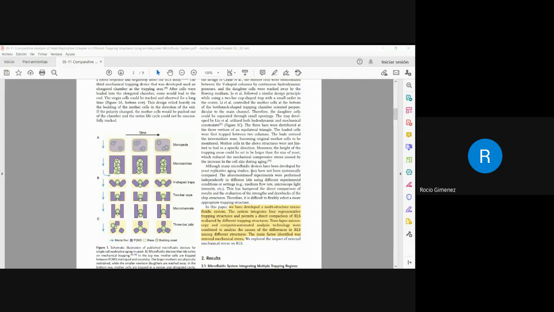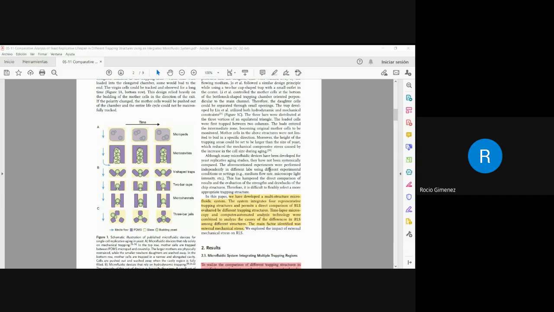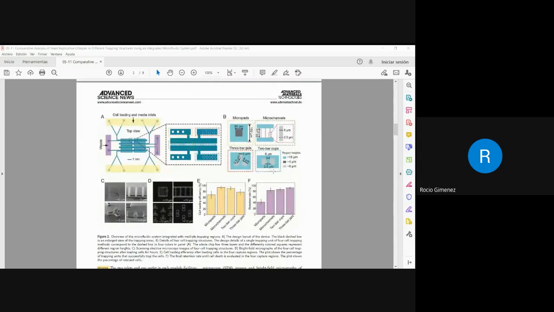And in this paper, they have developed a multi-structure microfluidic system that integrates the four representative trapping structures. In this case, it's the micropads, microchannels, three-bar jails, and two-bar cups that will permit a direct comparison of the replicative lifespan of this trapping using the same conditions.